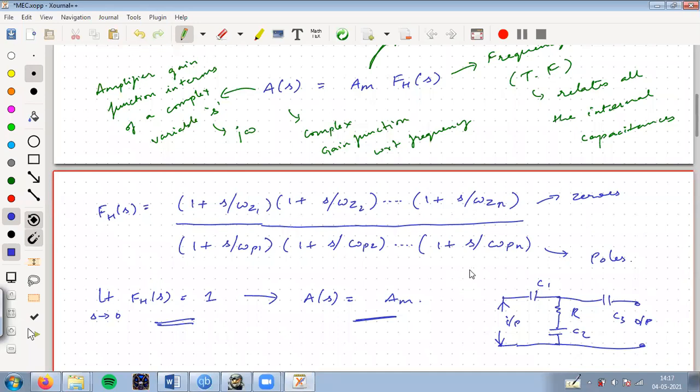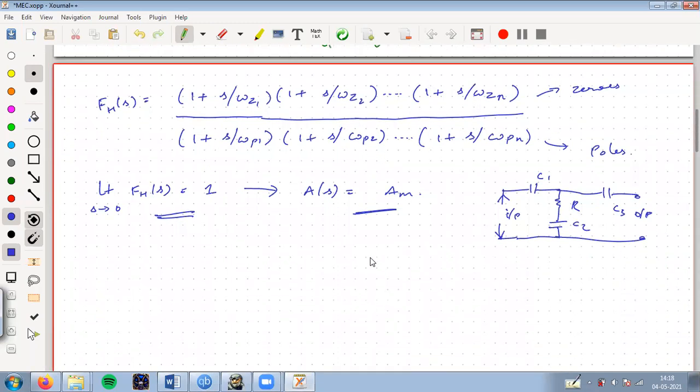How do you get this expression? You get this expression by modeling all the internal capacitances of the MOSFET. Generally, I have written it as (1 + s/ωz1)(1 + s/ωz2) and so on up to (1 + s/ωzn), divided by (1 + s/ωp1)(1 + s/ωp2) and so on. So they contain all zeros and poles. From this, I have to find a way to determine this FH. All right, so let us look at how it is done.